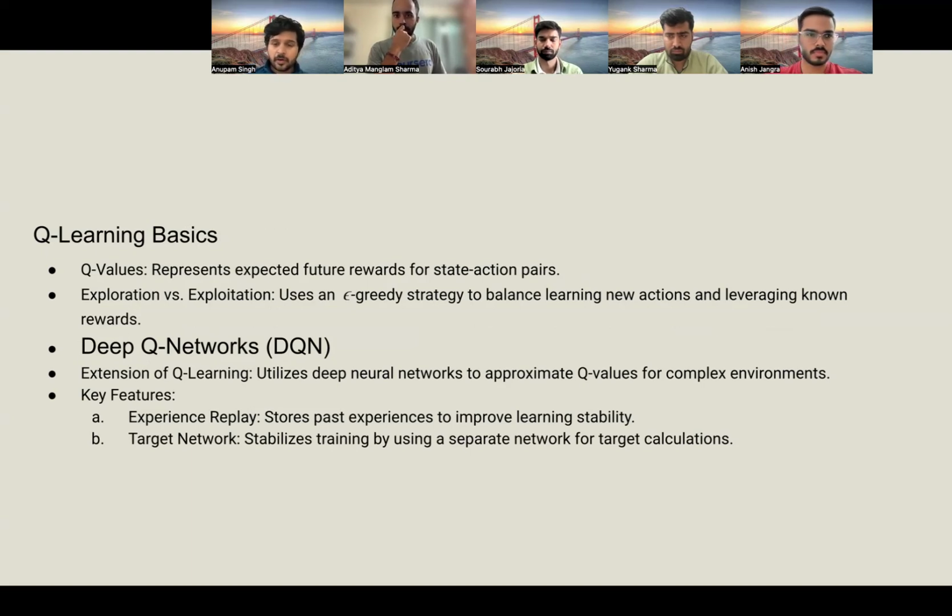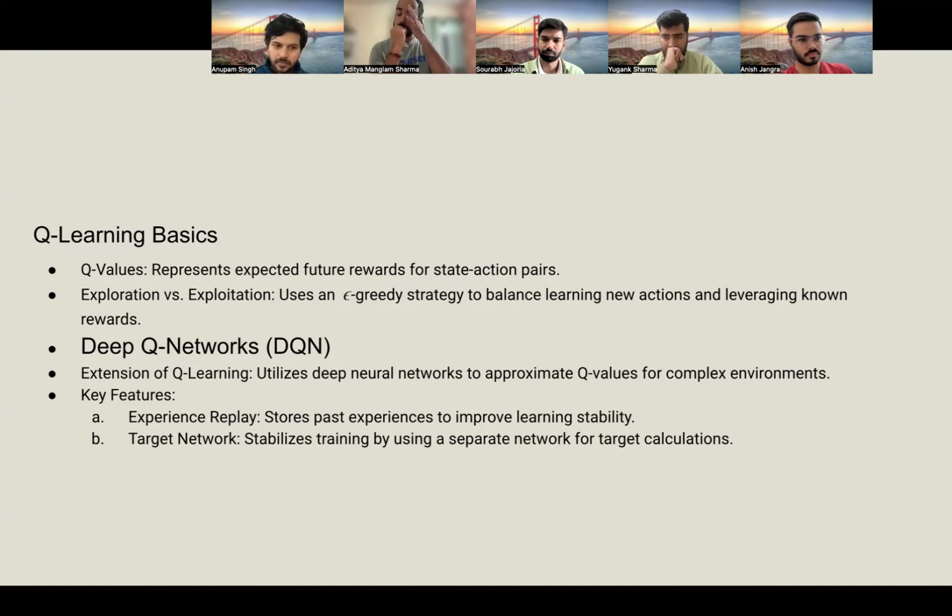First is Q learning. We already know what a Q value is, correct? It represents the expected future rewards based upon the action that you're going to take in a state. Then you also have exploration versus exploitation. In Q learning, you predominantly use a greedy strategy to balance new learning and leveraging known rewards. So you see, hey, if this new learning is working, switch to it. If it is not working, switch back to the previous one. So this is what a very simple Q learning is.